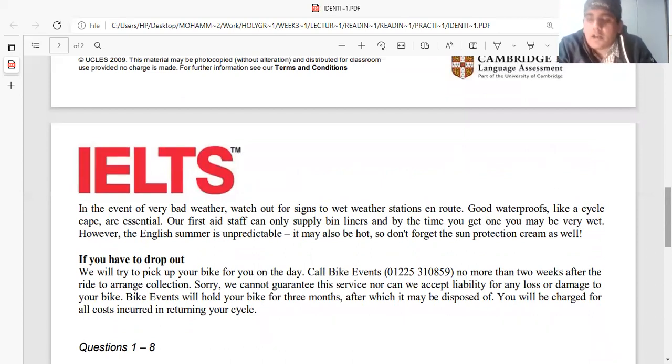En route means along the way. Good waterproofs, like a cycle cape, are essential. In other words, they're very important. Our first aid staff can only supply bin liners, and by the time you get one, you may be very wet. Oops. However, the English summer is unpredictable. It may also be hot, so don't forget the sun protection cream as well.